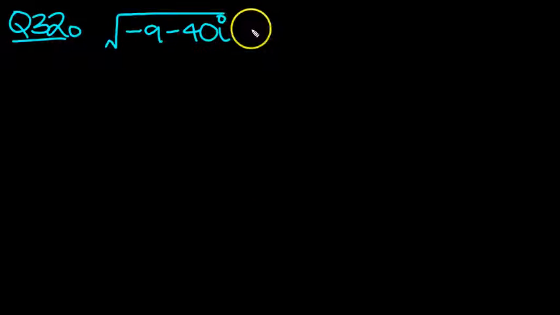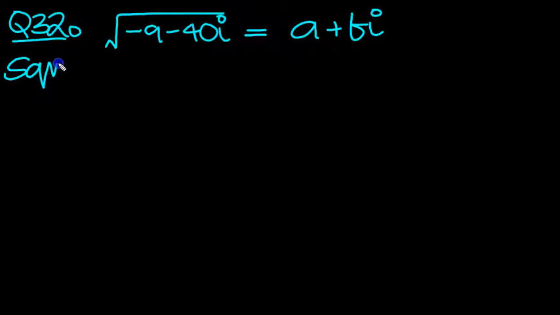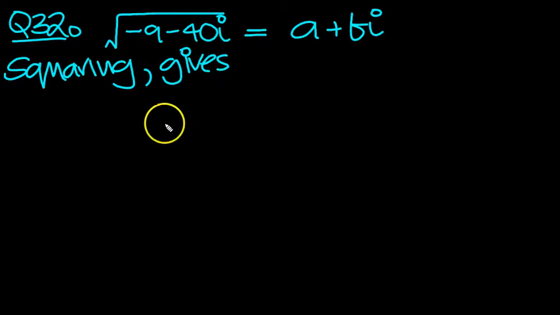Square root of minus 9 minus 40i. Let's let that equal a plus bi. Square both sides and see what we get. On the left we'll get minus 9 minus 40i. Square root, you get what's inside.